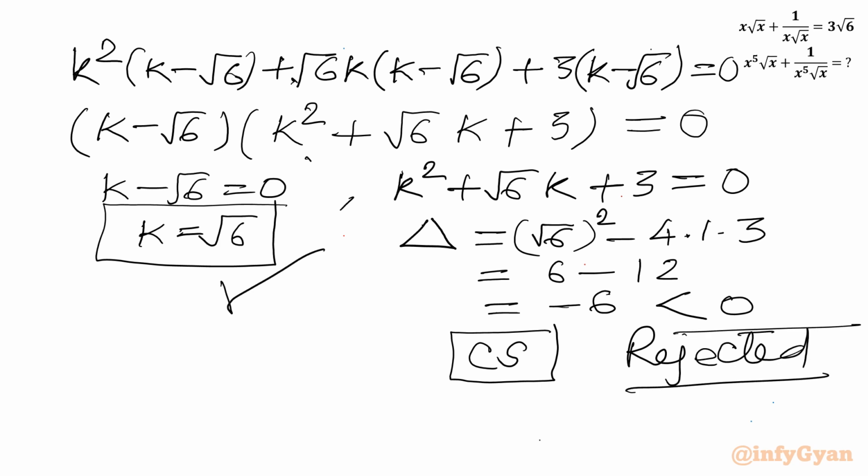So k is equal to root 6 is the accepted solution for this cubic equation. K is equal to root 6. Let me write here a plus 1 over a equal to k equal to root 6. Now one task is over. It is a plus 1 over a is equal to root 6.